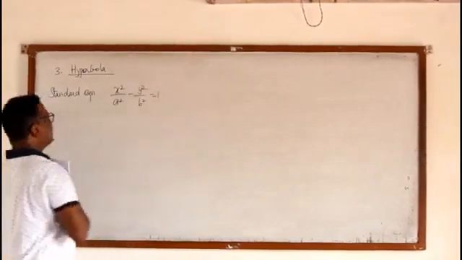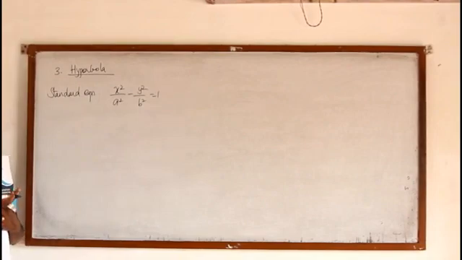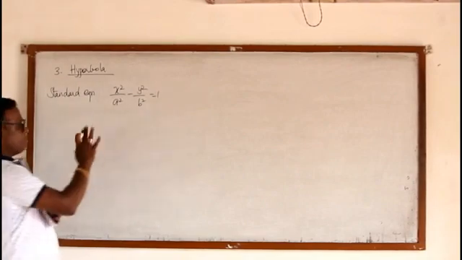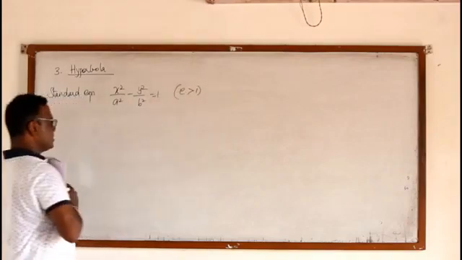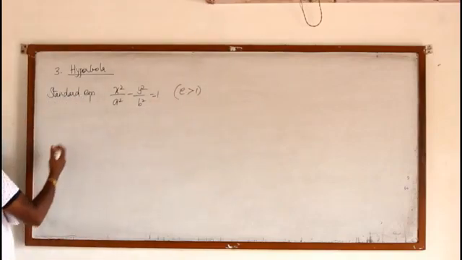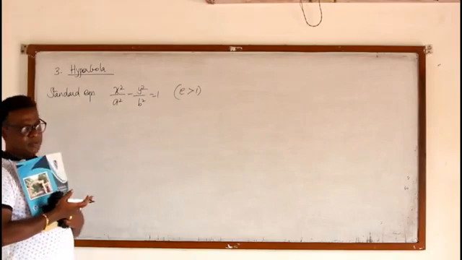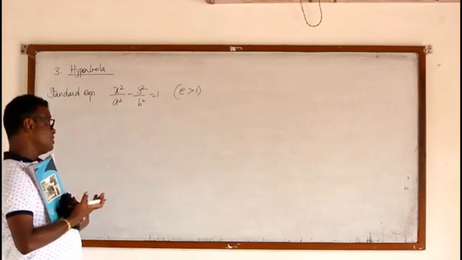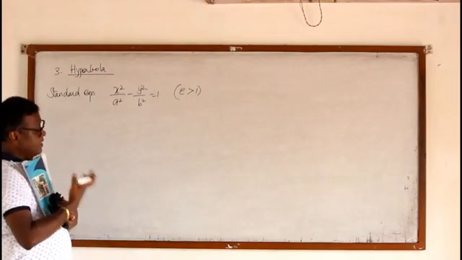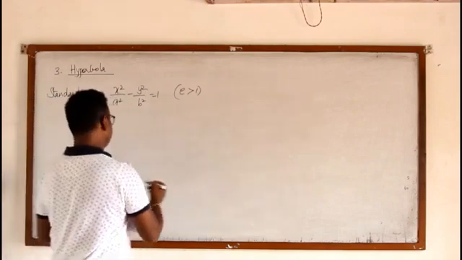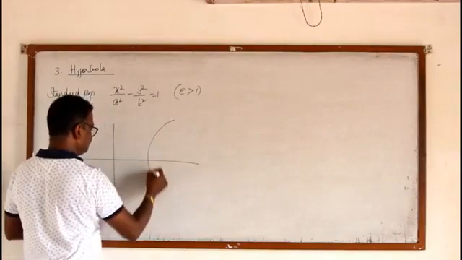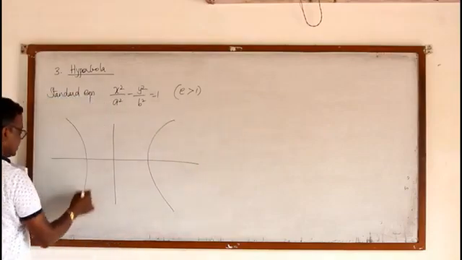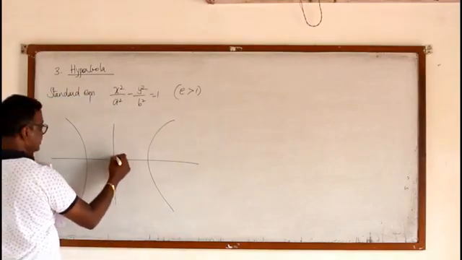Here, we are not going to keep a to be greater or b to be greater like that. So, we will be maintaining only this. The only thing we know is the e value is greater than 1. Therefore, we know the curve is symmetric about both axes and it doesn't pass through the center. And the nature of the curve will be like this. See? This is the hyperbola and this is the center.